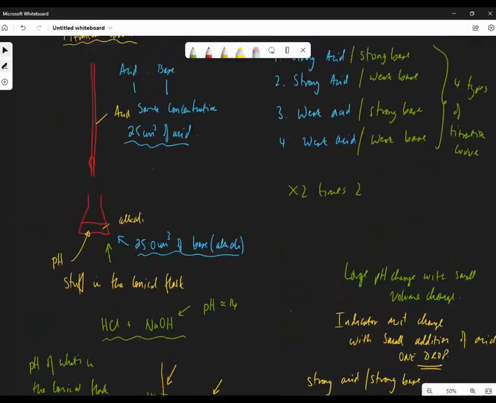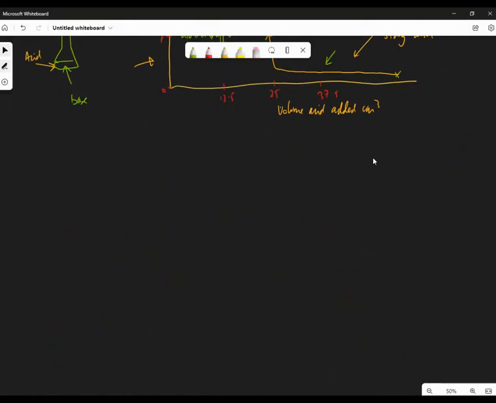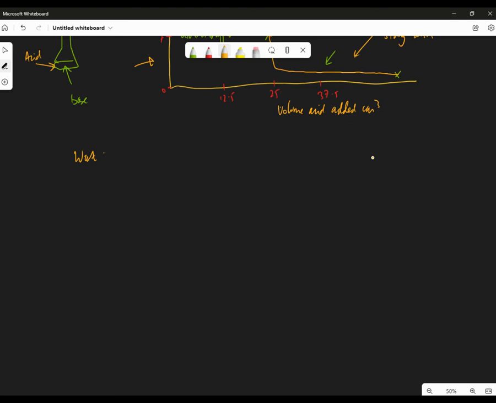Next one, I can't remember the order. Weak acid, strong base. Okay, I think you're probably getting the picture now, though, how these things look. So weak acid, strong base. I'm just doing this quickly because I don't think you really need much of this. All right, weak acid would be ethanoic acid, say. Strong base would be sodium hydroxide.